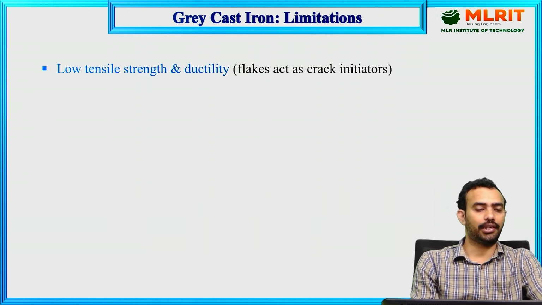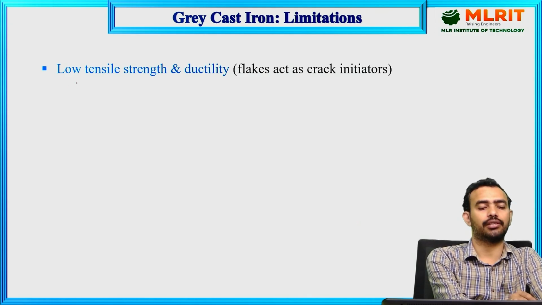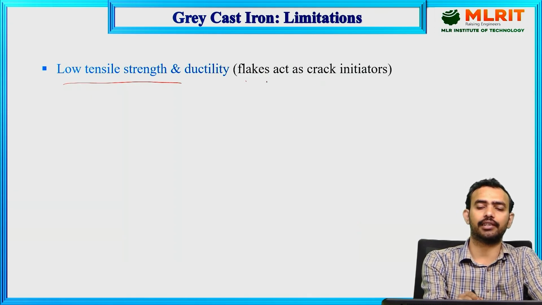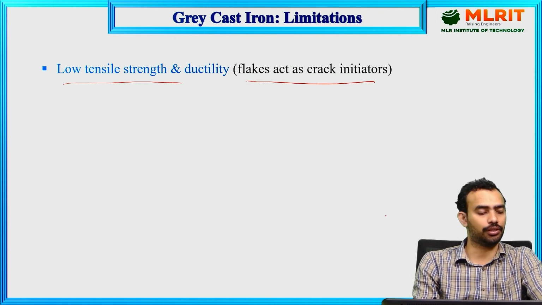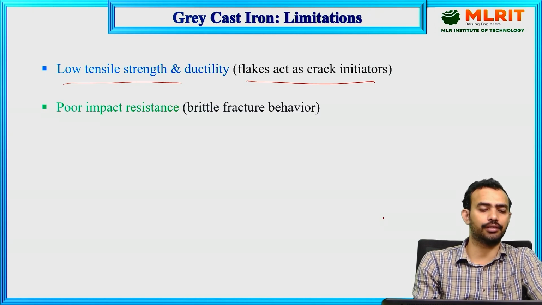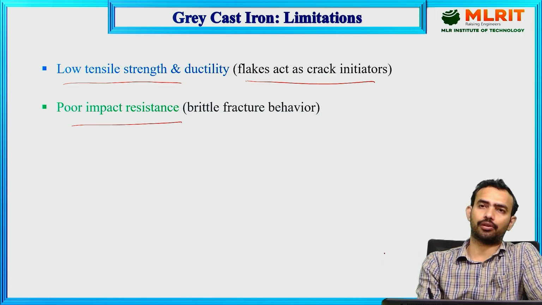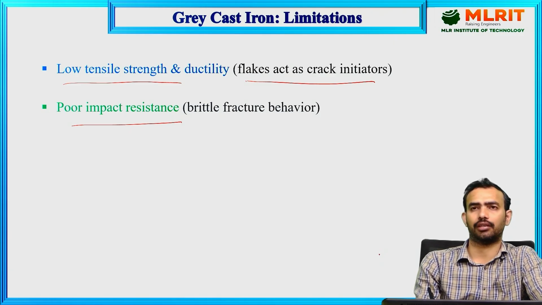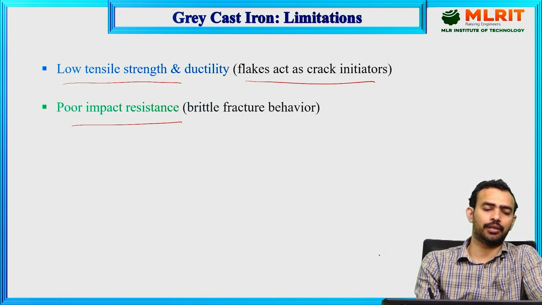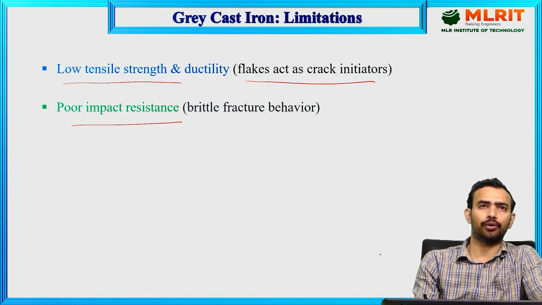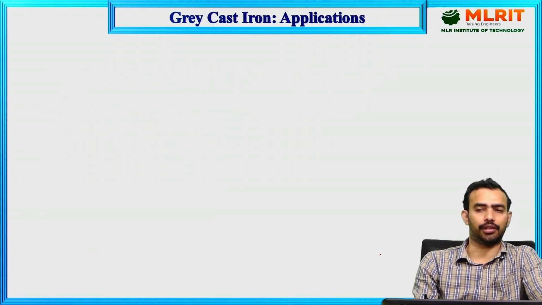So these limitations are, as we have discussed, low tensile strength and ductility because of the flakes, which act as stress concentration regions or crack initiators, and it also has poor impact resistance because of its brittle fracture. Because of its brittle fracture, it offers very low impact resistance. These are certain limitations for this material.